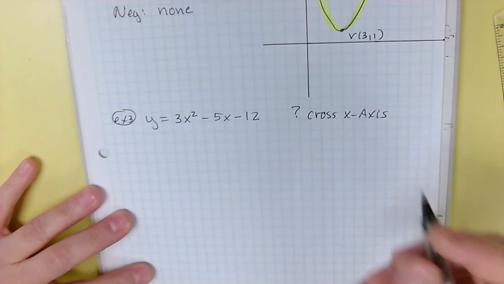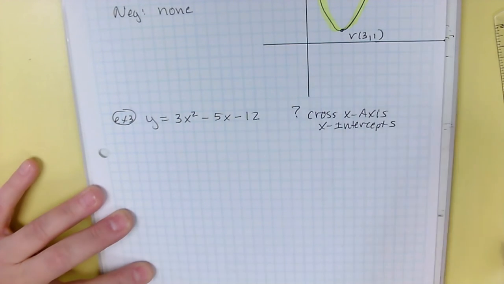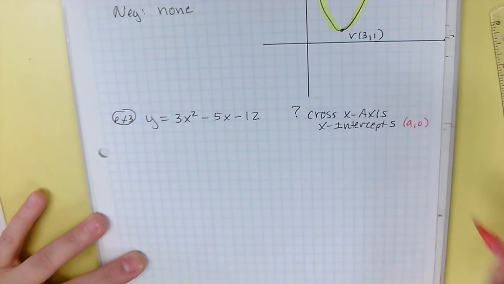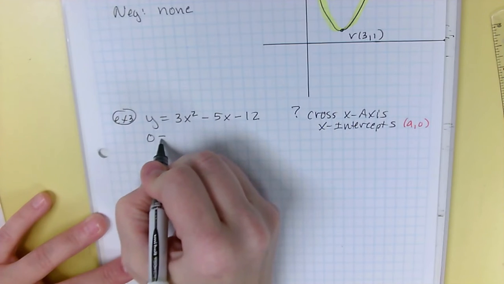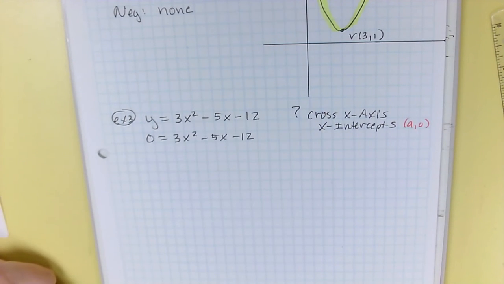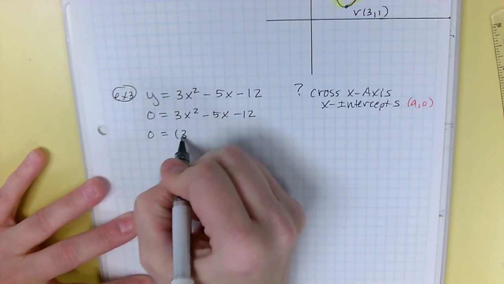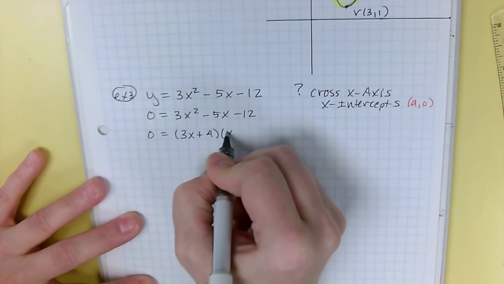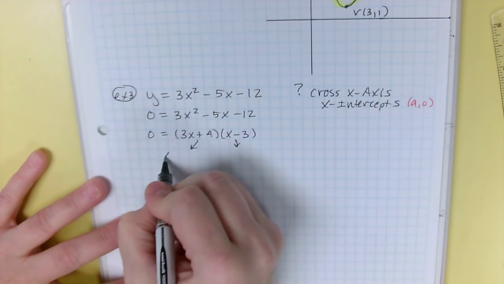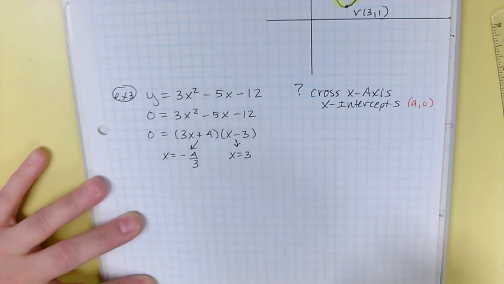Okay, so we need to find the x-intercepts. And if you remember, x-intercepts are always some number a comma 0. So we replace y with 0. And then you factor. If it doesn't factor, you use quadratic formula or completing the square. This one does factor into 3x plus 4 times x minus 3. So solving that out, we get x equals negative 4/3 and x equals 3.